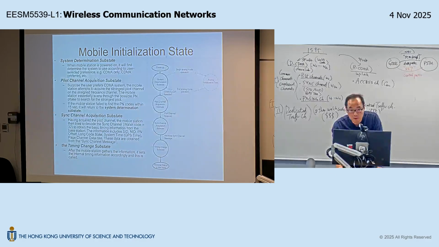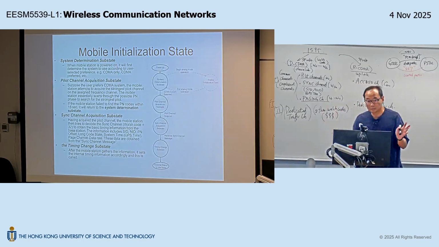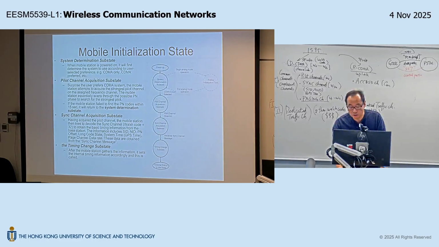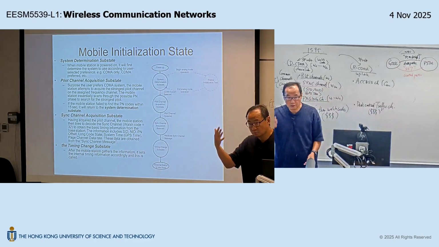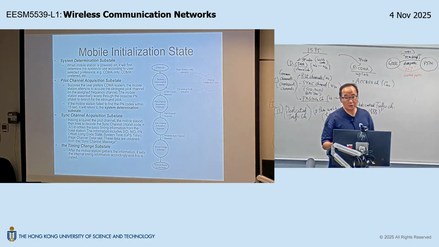In the initialization state, what do you do? You power up the mobile, right? Power up yourself. You just wake up from nowhere. You don't know what's going on. The first thing you need to do is something called system determination state. Now, the background of this is IS-95, the 2G system in the US. In the US, the way they introduce 2G is they want to have a backward compatible system, backward compatible to their 1G AMPS system. Okay?